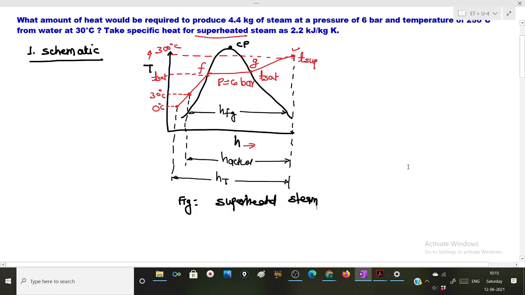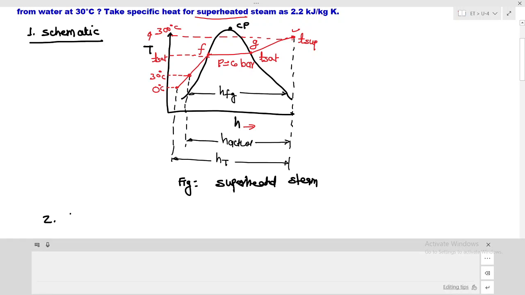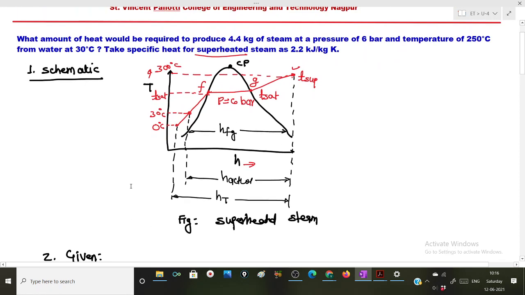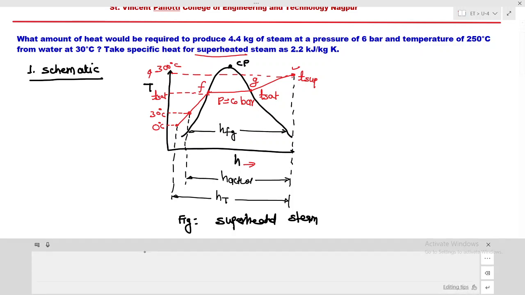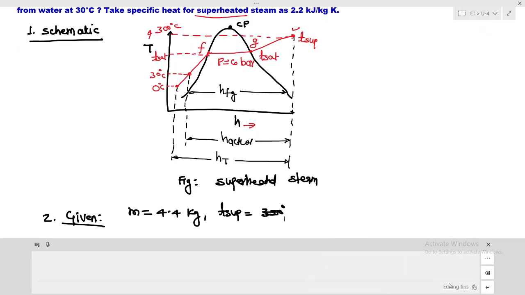Now after representing the condition of superheated steam on property chart, let us enlist what are the different values given to us in the problem. So we have been given total mass of the superheated steam as 4.4 kg. We have been given T superheated as 250 degrees Celsius.